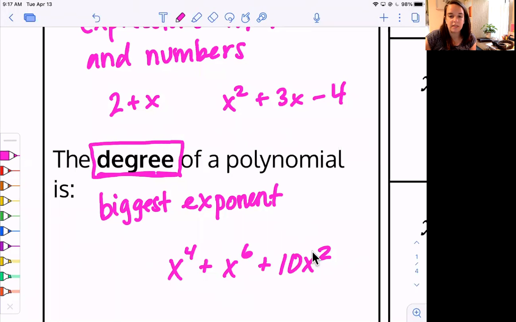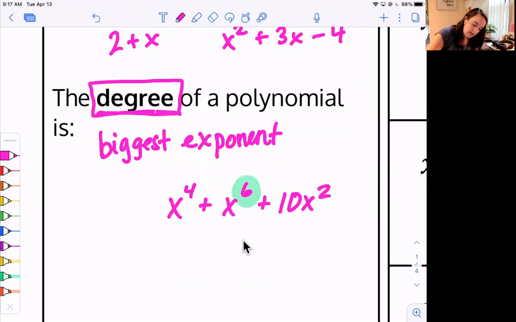Out of 4, 6, and 2. 6 for sure, Mira. So my 6 right here, the 6 is my biggest exponent, and it is the degree. So I'd say the degree of this polynomial is 6.